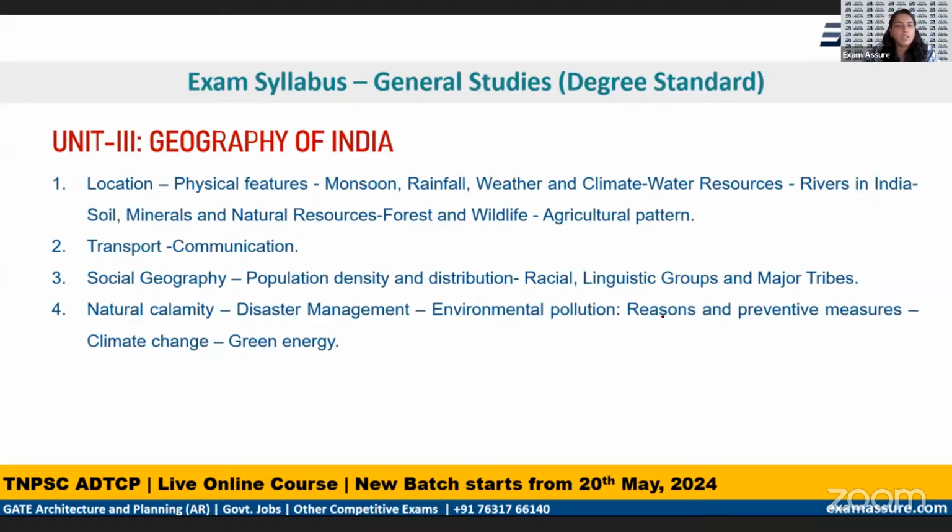Coming to geography of India, again, basic physical features, physical geography, the monsoon, rainfall, weather, climate, water resources, rivers in India, rivers in Tamil Nadu, the forests in Tamil Nadu, right? Social geography, distribution of people, disaster management. We see floods in Chennai, right? What are the causes, solutions, etc. for it?